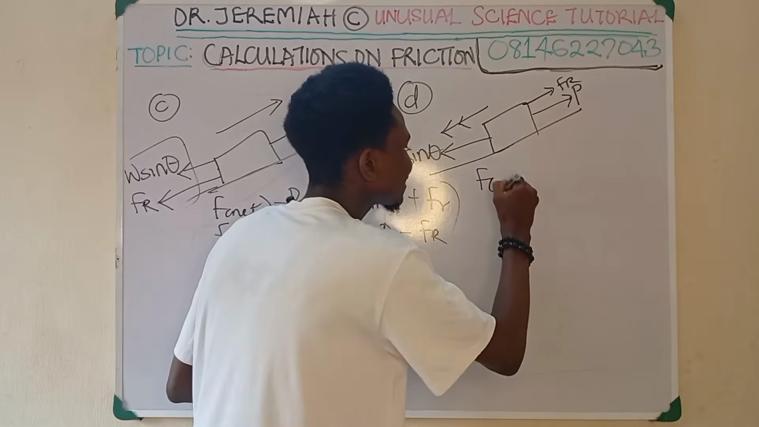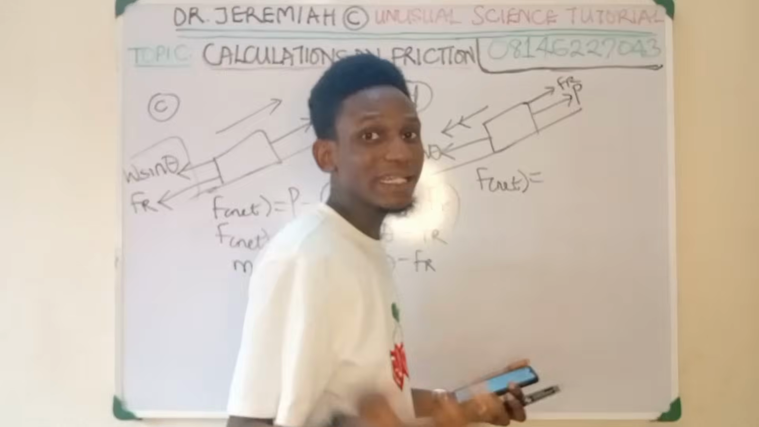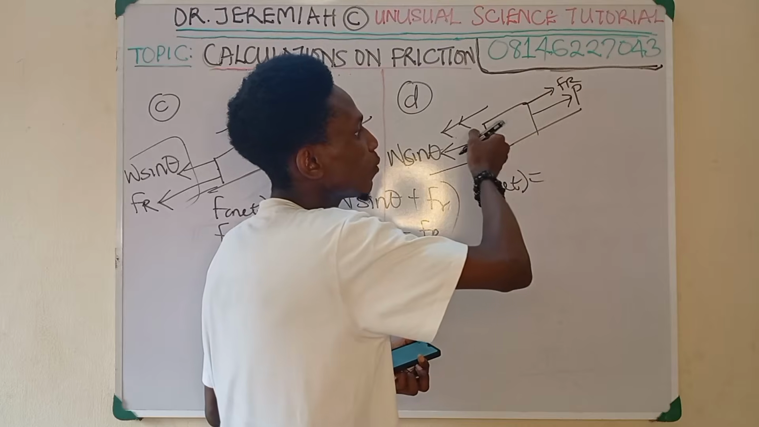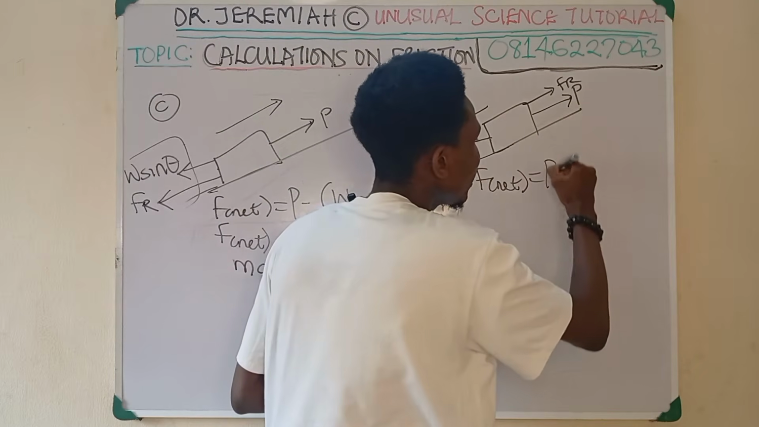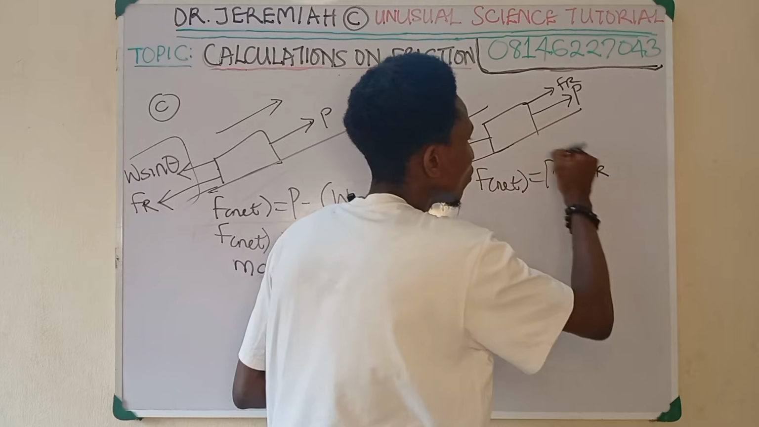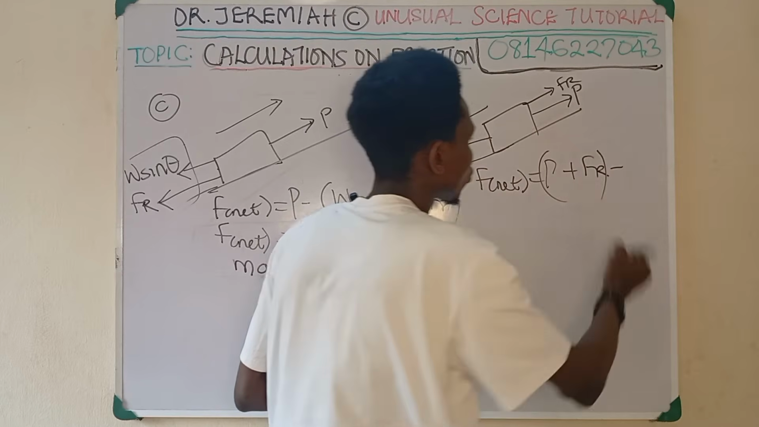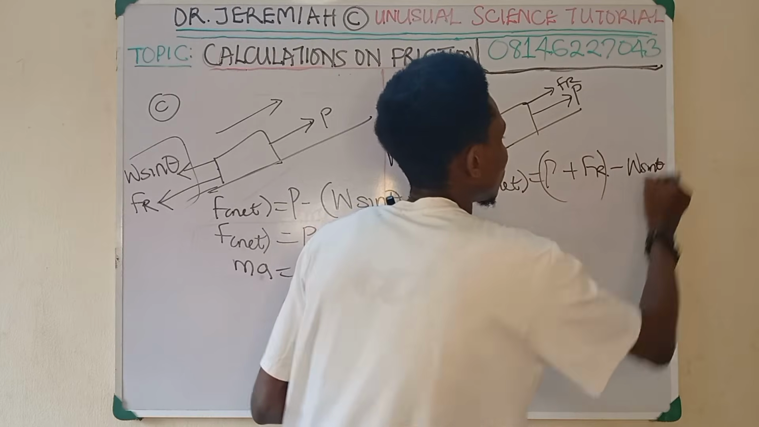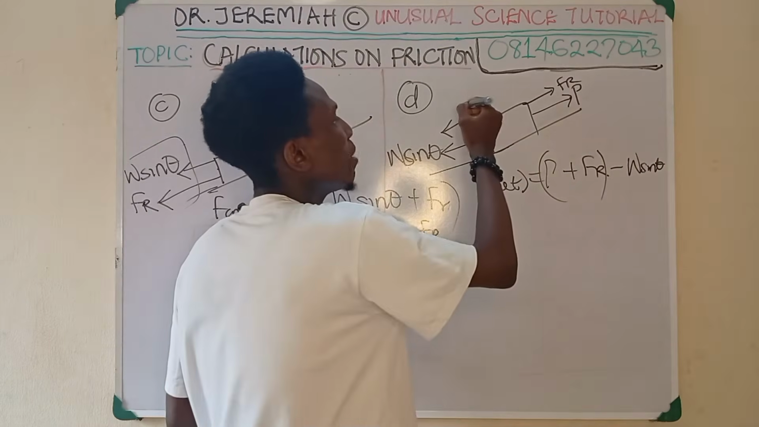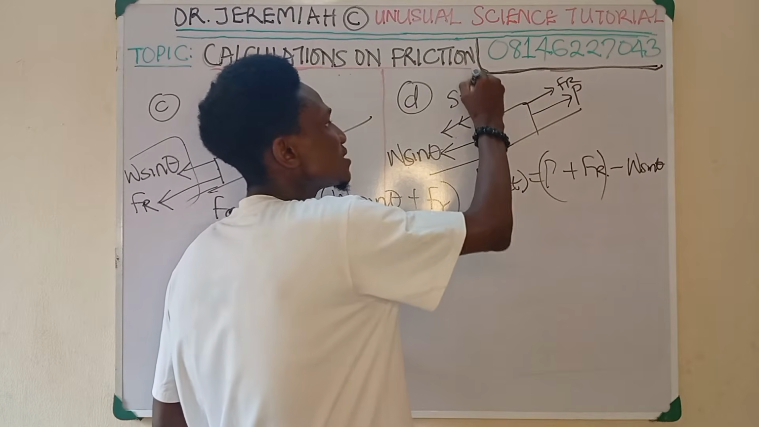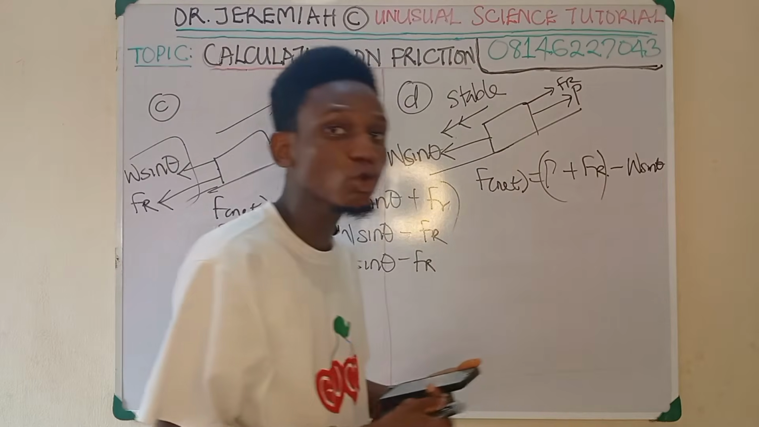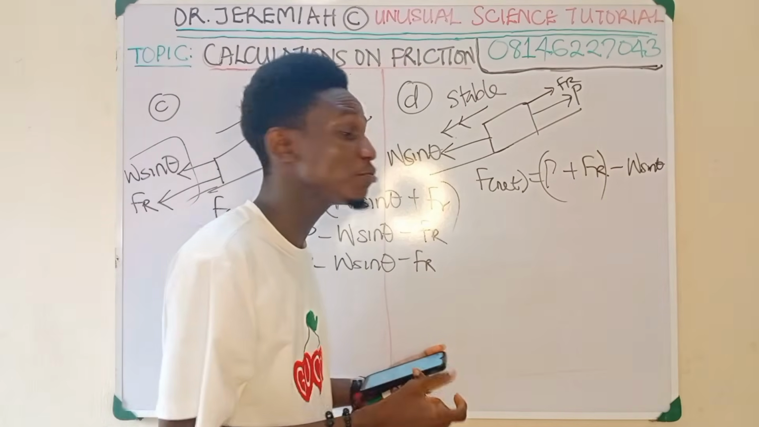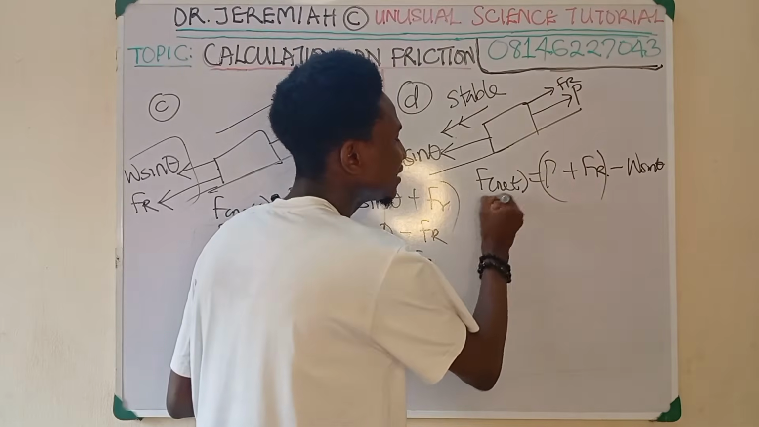We have F net equal to, where is the body moving now? The body is moving upwards because we are pulling it upwards. So we're going to have P plus FR minus W sine theta. Remember the statement said that the body becomes stable or is being pulled up to become stationary. Always take note of the terminology. You don't want to fail a simple question. So that means that net force is 0.